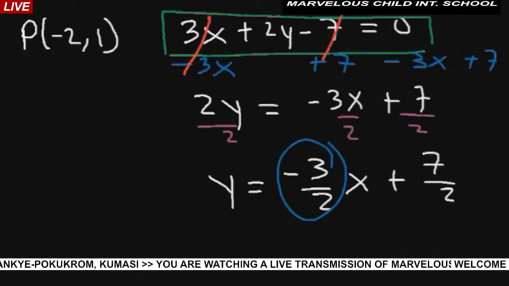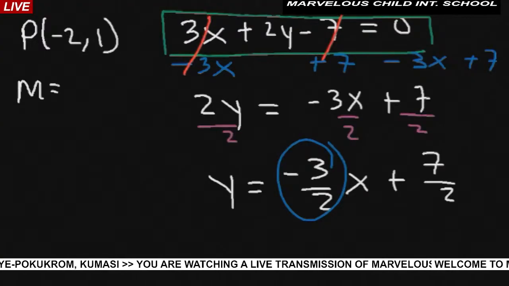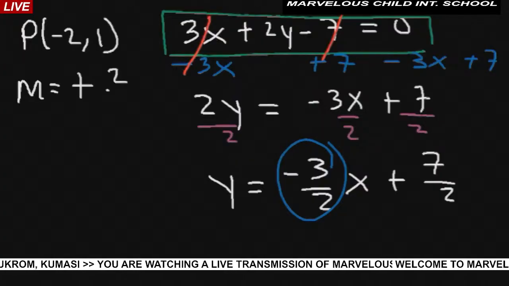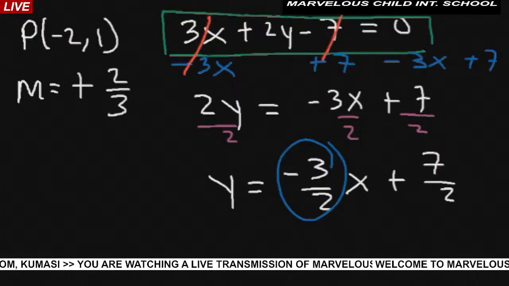Therefore, the slope of the perpendicular line is going to be the negative reciprocal of that value. So it's going to be positive 2 over 3. You need to change the negative sign to a positive sign and flip the fraction at the same time. So now that we have the point and the slope, we can write the equation. So let's use the slope-intercept form equation.